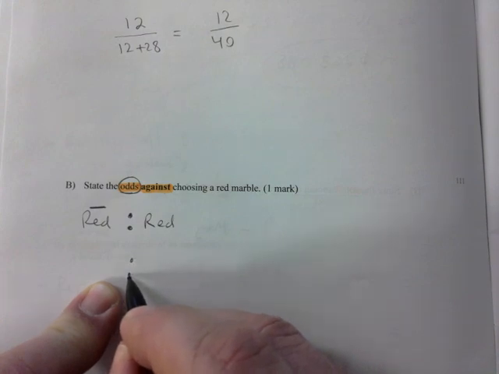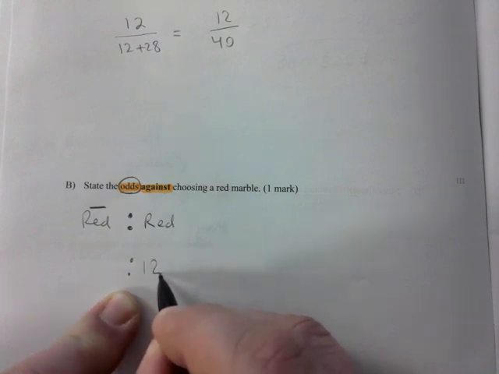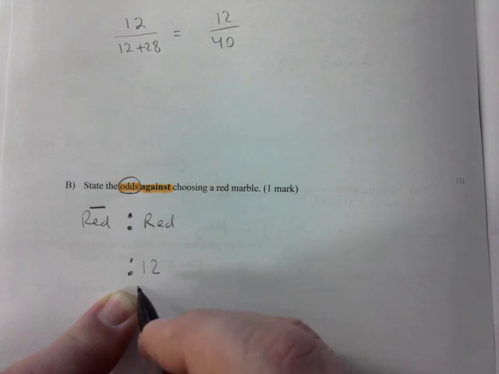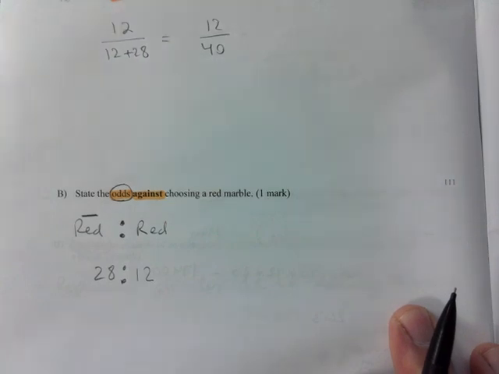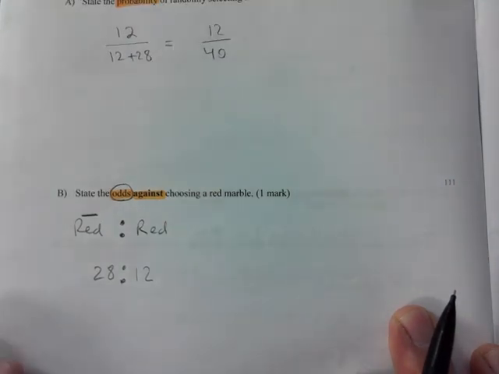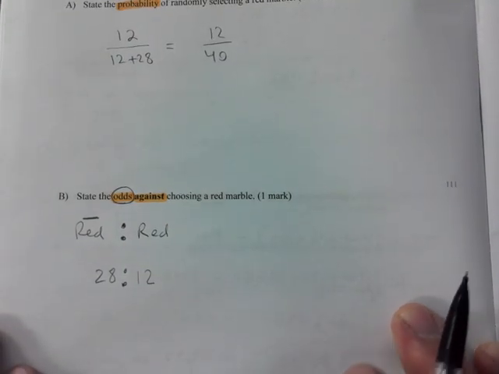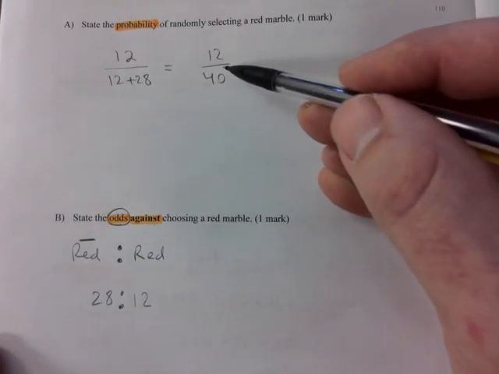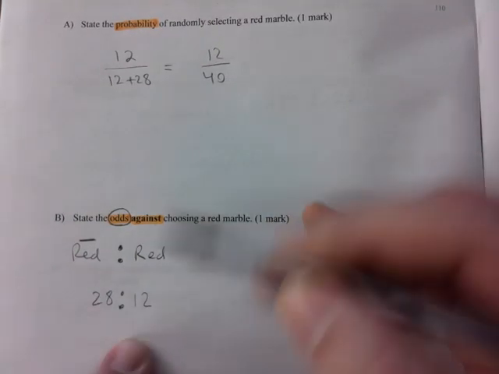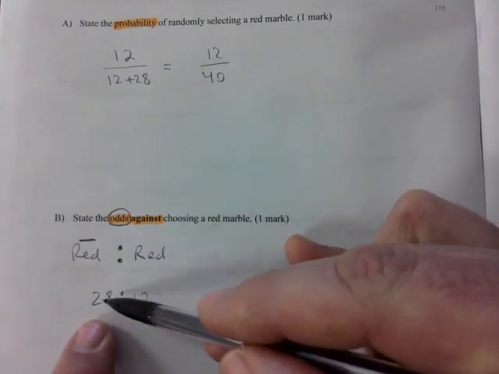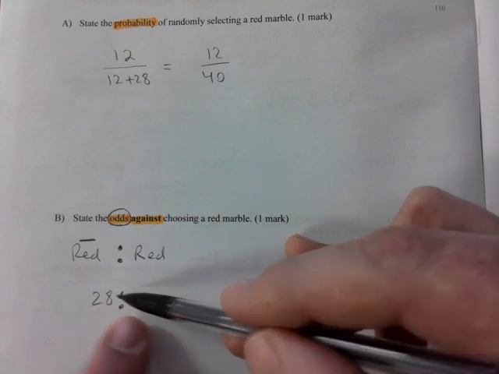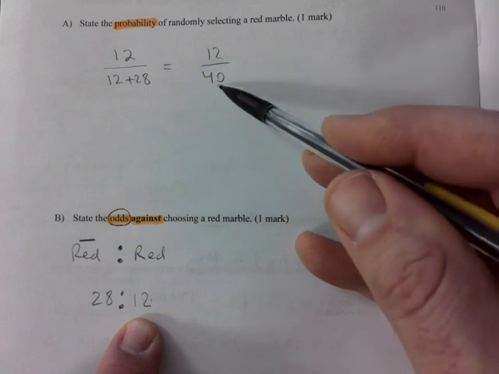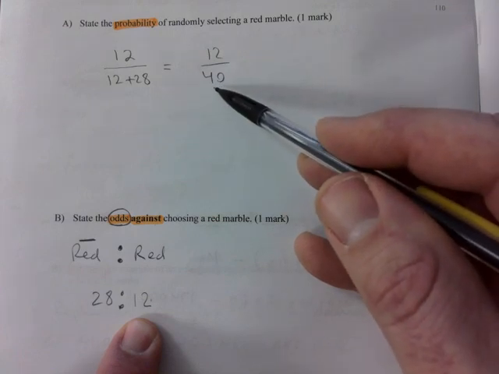So how many reds do we have? 12. How many are not red in this case? 28, the blue ones, right? So it's just like that. However, you could have used this probability to come up with that. You go 12 goes here, and this would have been 40 minus 12. So remember, them added up always gives you the total for the probability.